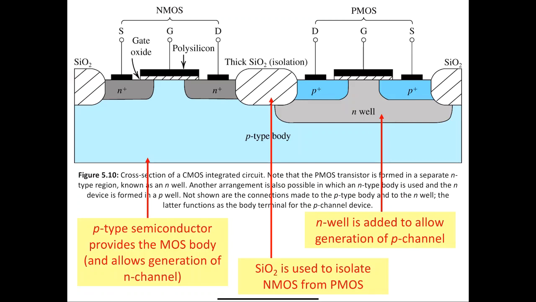I think we've already talked about this primarily, right? We have the P-type semiconductor, which provides the base for the NMOS. We have the dielectric to separate and isolate the transistors from one another. And we have the N-well, which is needed to house the PMOS.